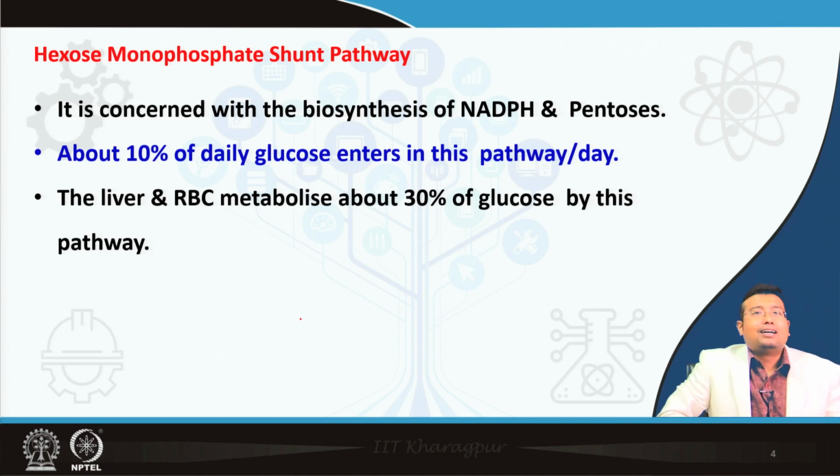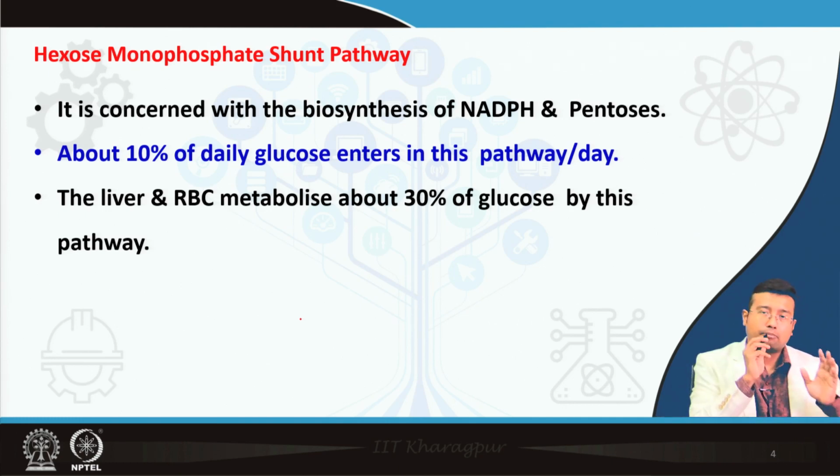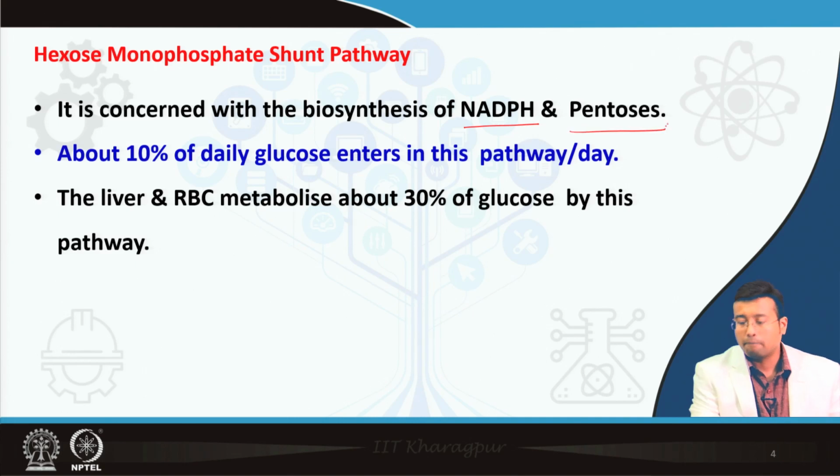So, the importance of hexose monophosphate shunt: why do we need it? If you need to answer in one sentence, it is production of two very important compounds, NADPH and pentose, specifically pentose sugars. Okay. So, NADPH and pentose are the result of the HMP shunt pathway.